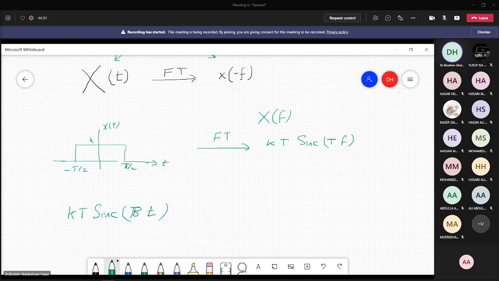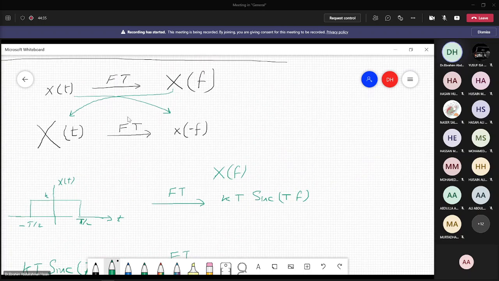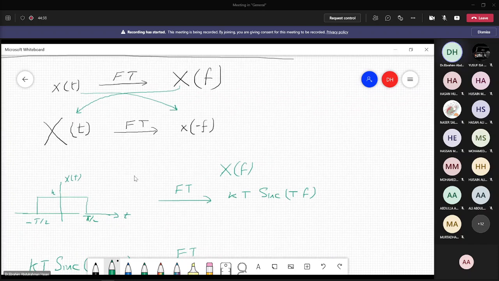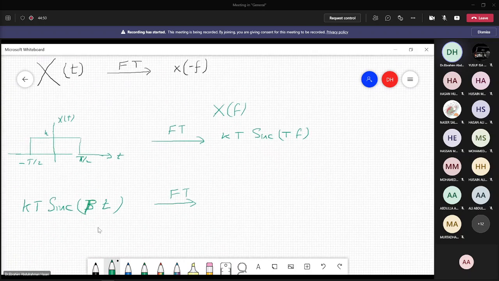I just want to change this variable that we name as beta instead of t. Then the Fourier transform for this is equal to x of minus f, so x of f, which equals this. And if you flip it, you will get exactly the same. So then this is beta over 2, and this is minus beta over 2.